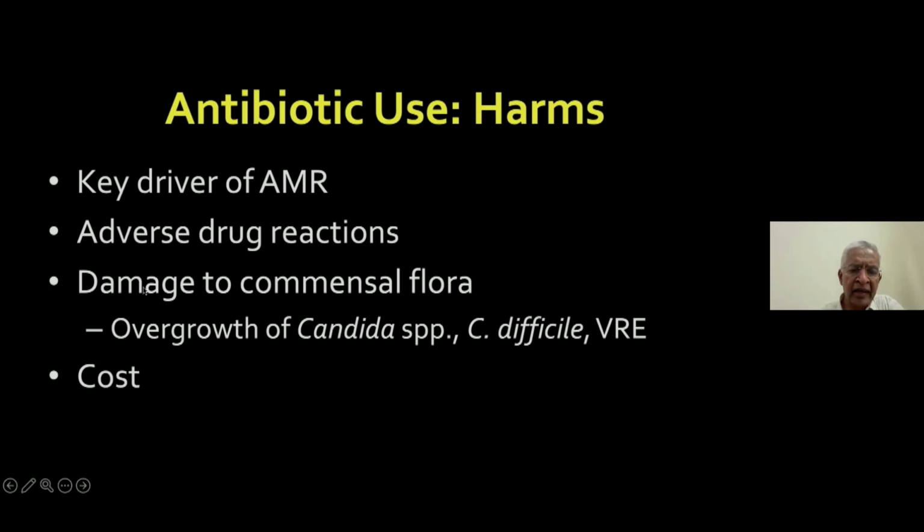We also know that use of antibiotics will damage the good microbes inside us, the commensal flora. So one adverse effect of this damage to the commensal flora is the loss of colonization resistance and overgrowth of bad bugs like Candida species, Clostridium difficile, and vancomycin-resistant species of Enterococci. And last but not least, cost overruns.